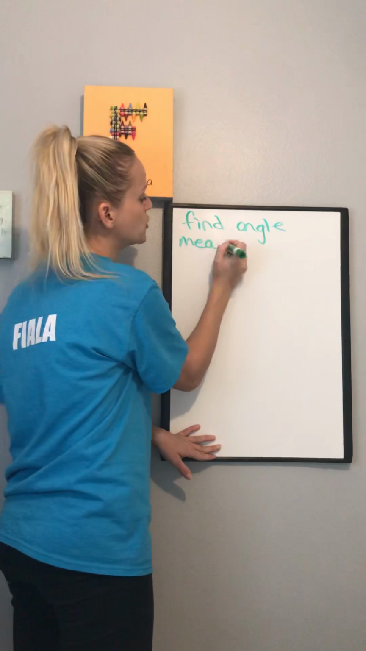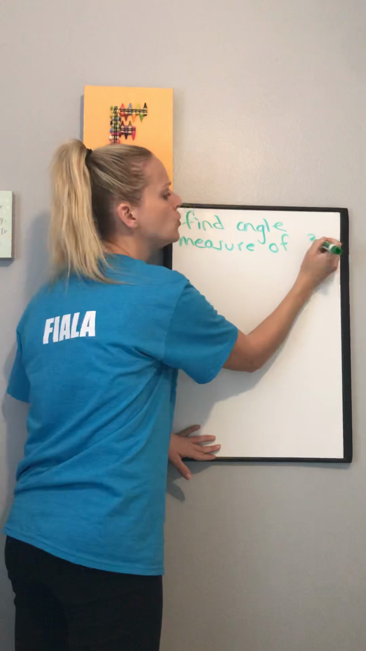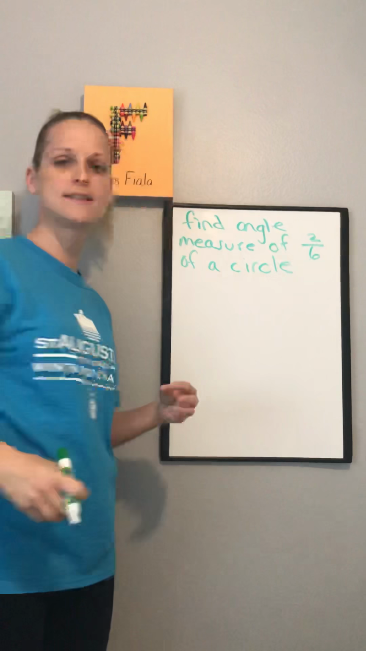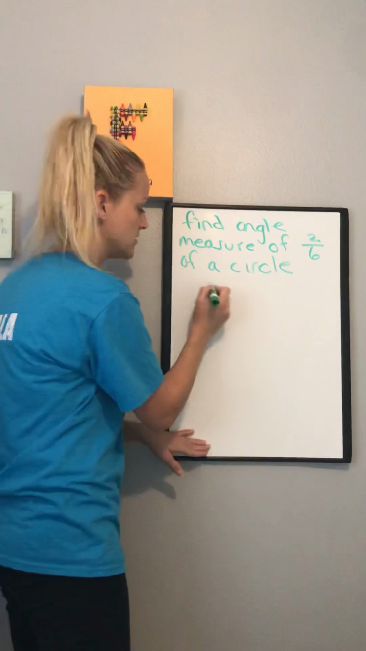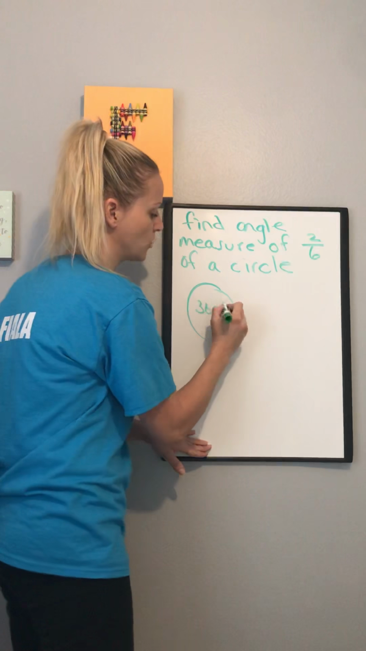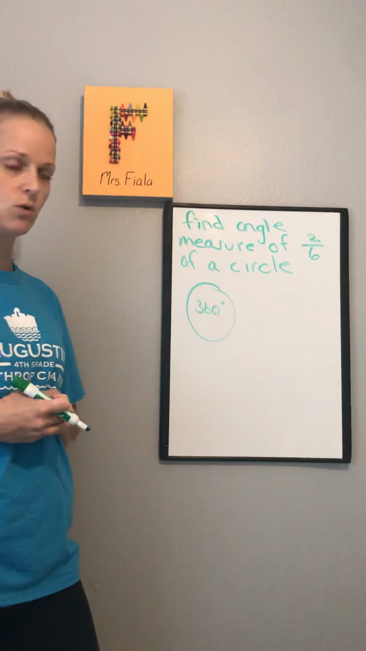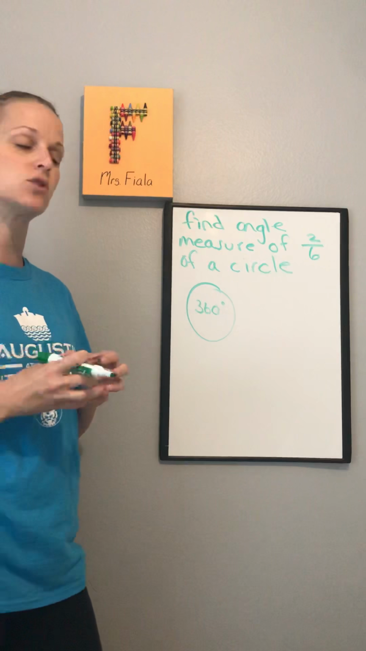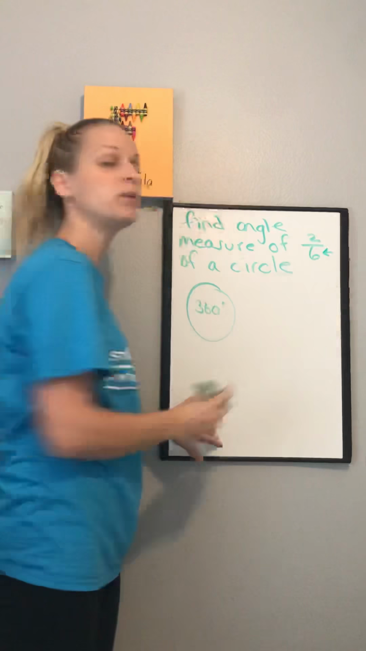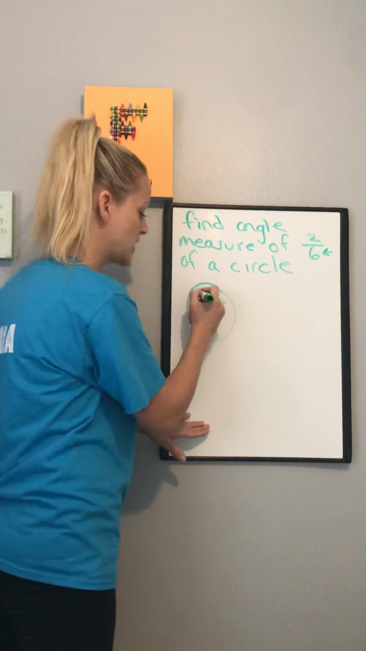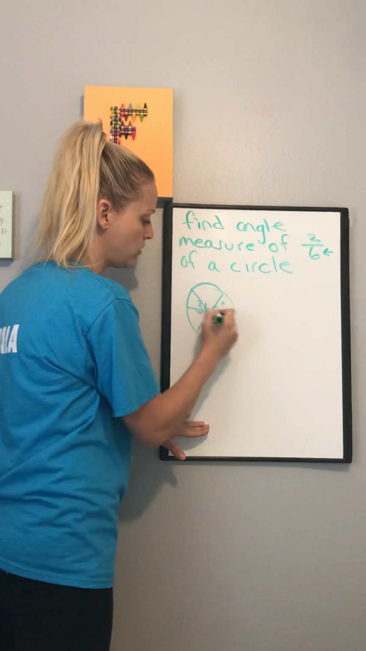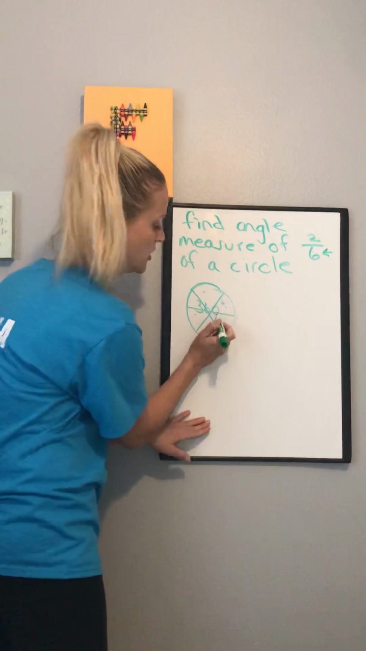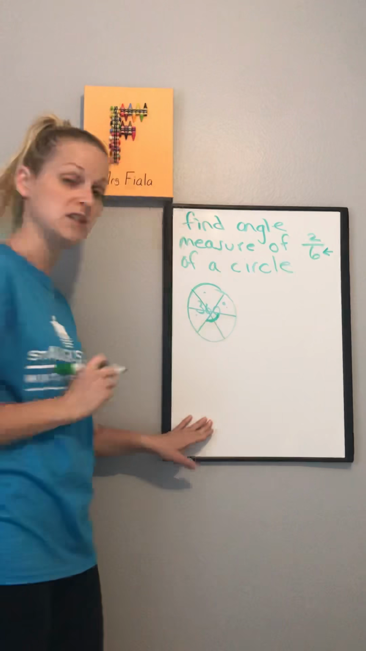Find the angle measure of 2/6 of a circle. Remember in our video lesson, a circle is 360 degrees. The whole thing is 360 degrees. So if I want to know the angle measure of 2/6 of a circle, the denominator is how many equal pieces you have in your circle. So I'm going to break this into 6 equal pieces: 1, 2, 3, 4, 5, 6. I want to know the angle measure of 2 of those pieces.